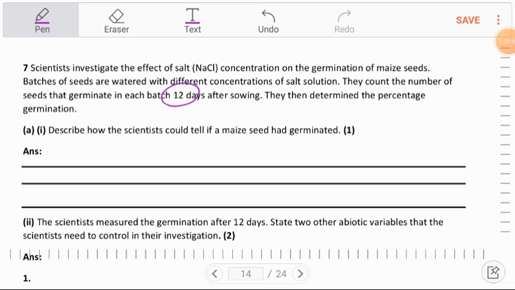We know that germination is a visible change. We can see roots coming out of it, shoots coming out of it, or if the seed has grown a little or not. So these are visible changes. We just need to go for one option: they can check if the seed has shoots growing out of it.